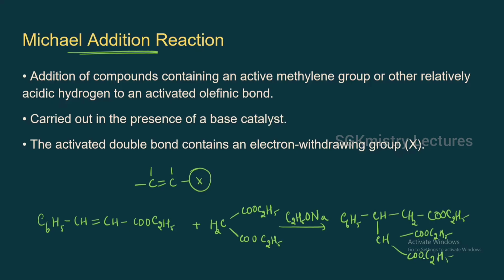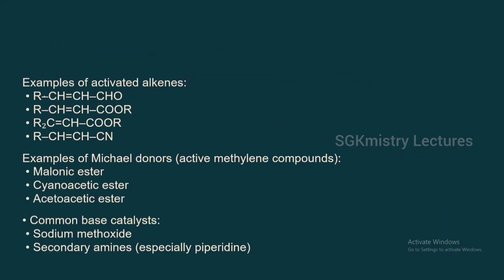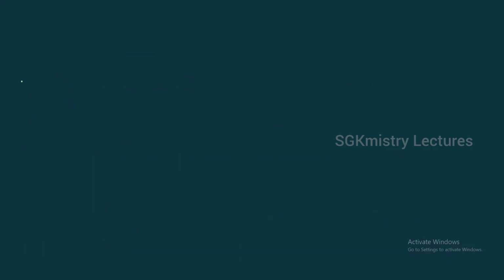Now let us look into the mechanism of this reaction. These are the examples of the activated alkenes, right? And the examples of the Michael donors can be malonic ester, cyanoacetic ester, or acetoacetic ester. The base catalysts that can be used are sodium methoxide, or you can also use secondary amines, especially piperidine as a common base catalyst. Right. So let us look into the mechanism.